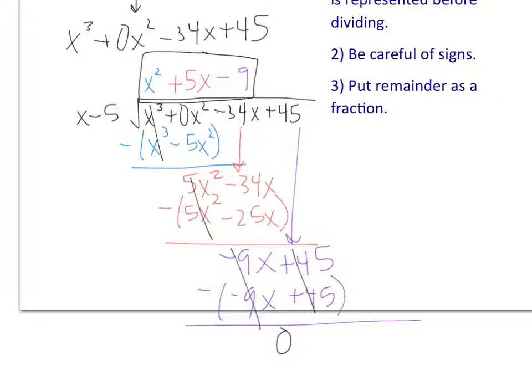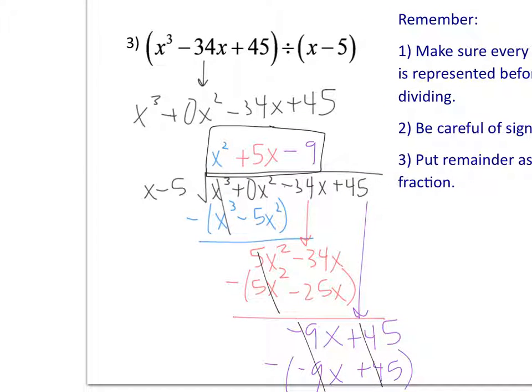And we could double check our work by multiplying our x minus 5 by our answer, and we should get our end result as x cubed minus 34x plus 45. So there's also a way to check your answers.